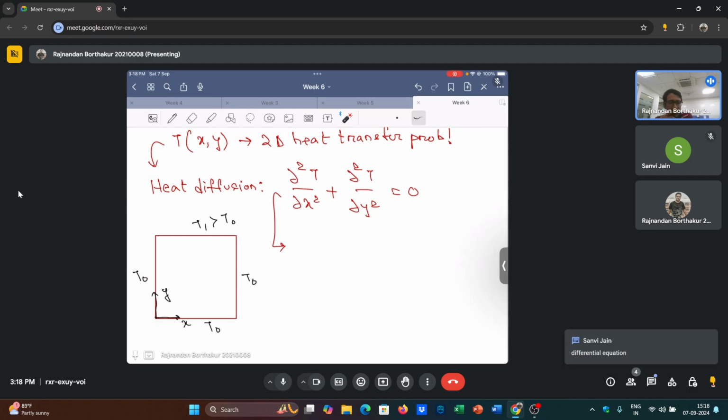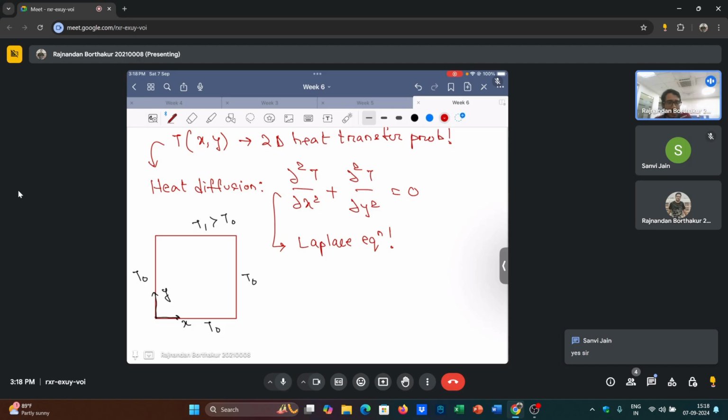Yes, it is a differential equation. To be precise, these are partial differential equations, but in the literature it has got a special name. These kind of equations are known as Laplace equations. Did you hear this name before? Yes, exactly. So this is called the Laplace equation.